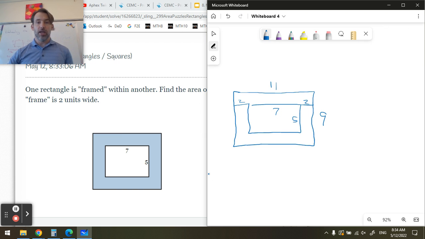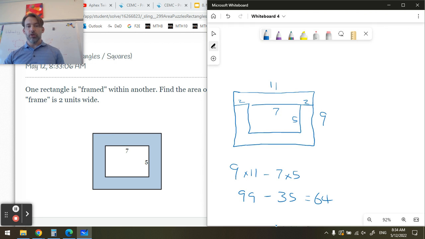Okay. So the area of the big rectangle is 9 times 11. That's the outer rectangle. And if I subtract the inner rectangle, then that will give me the shaded area, which would be 7 times 5. So 9 times 11 is 99 minus 35. That will give me 64.